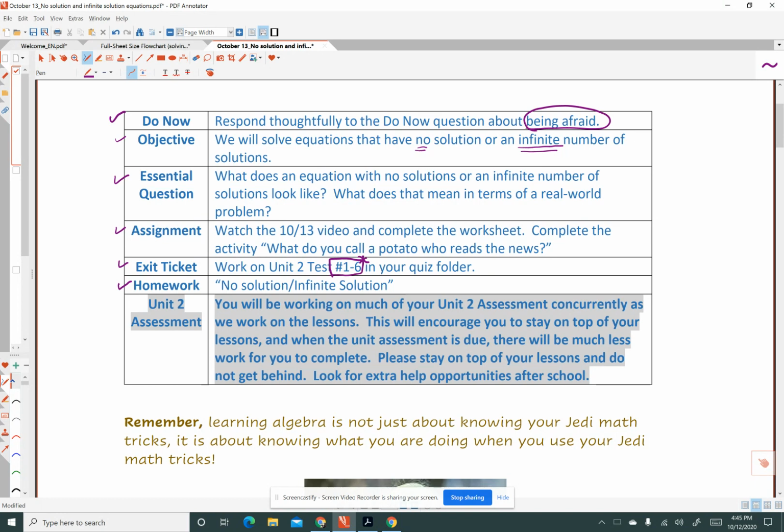And I just want to remind you that you will be working on much of your Unit 2 assessment concurrently as we work on the lessons. And the reason I'm doing this is to encourage you to stay on top of your lessons. I don't want you to be waiting until the weekend to catch up on all your work. You really need to do things as they're due in algebra because we build on these new concepts every day. And this way there will be much less work for you to complete. So please stay on top of your lessons and don't get behind.